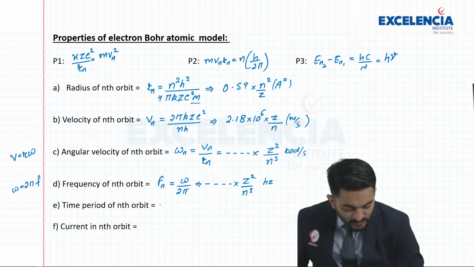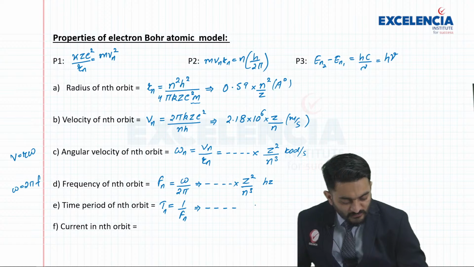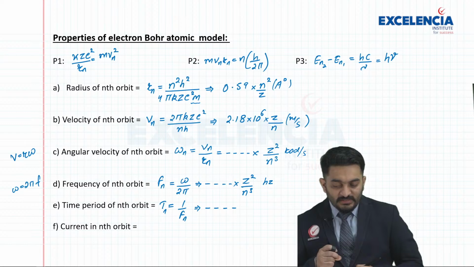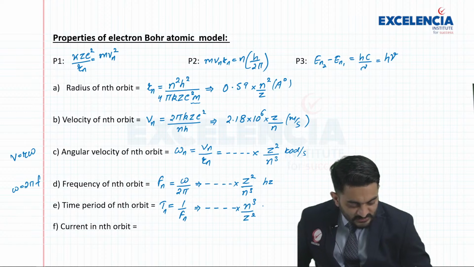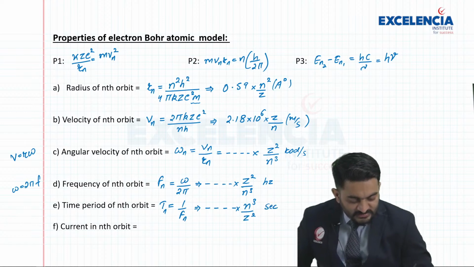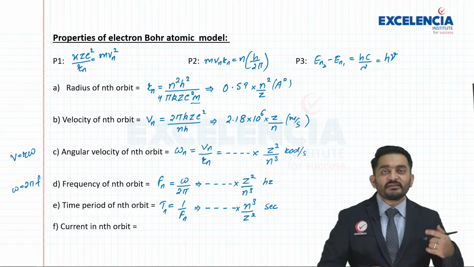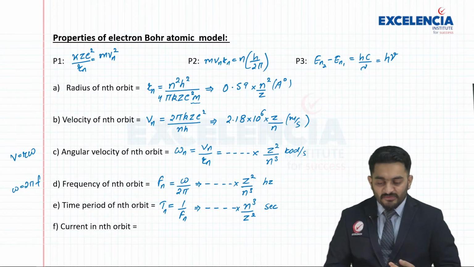Time period, I hope you know that time period is 1 over f. So for any nth orbit, what you need to take care of is that you have written the frequency as z square over n cube. When you write the time period, just flip it. So the relation will look like n cube over z square, and time period is definitely in seconds. Every single formula which I am writing, the main aim is to derive a relation with n and z, which we are able to derive in this particular manner.